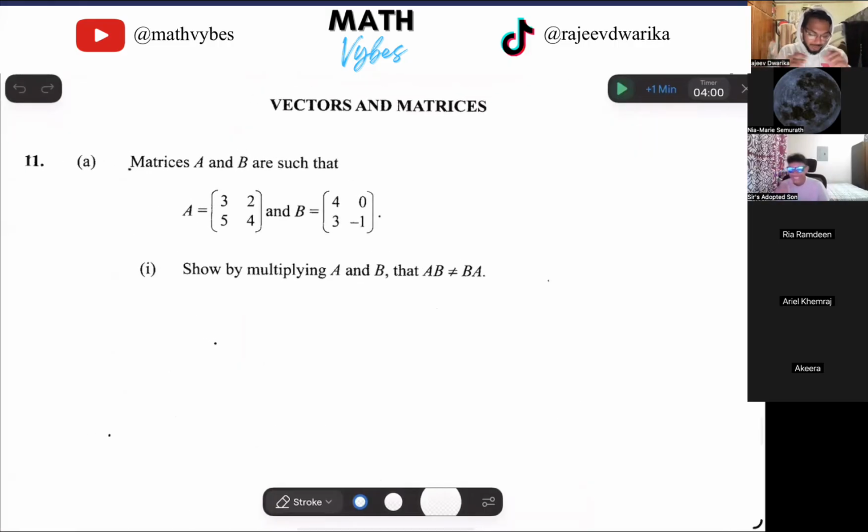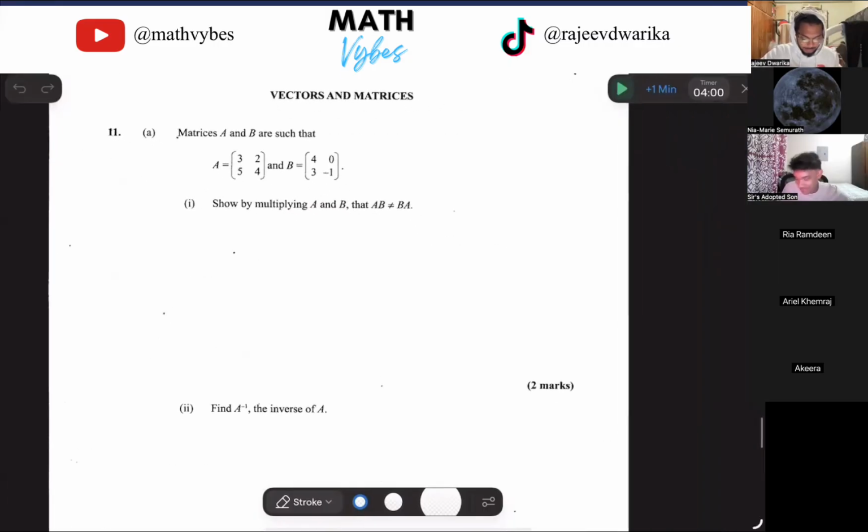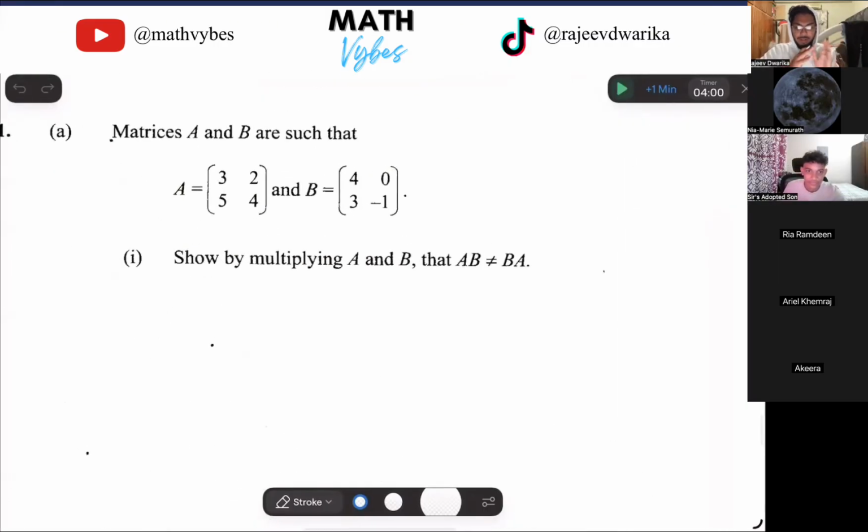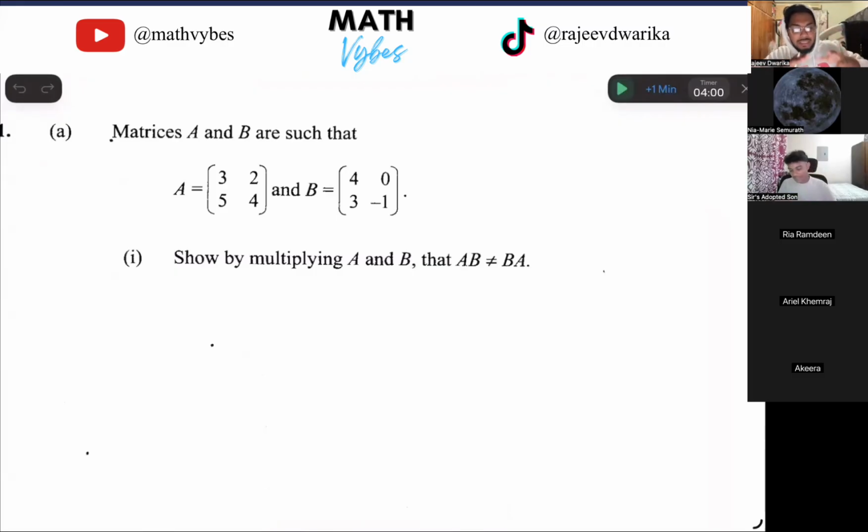Right. So matrices. Let me jump straight into it. Matrix A and B are such that A is a 2 by 2, B is a 2 by 2. Show by multiplying A and B that AB is not equal to BA. Since Romano unmuted, let's start, right, Romano? Is matrix multiplication commutative? No, because the order matters, right?